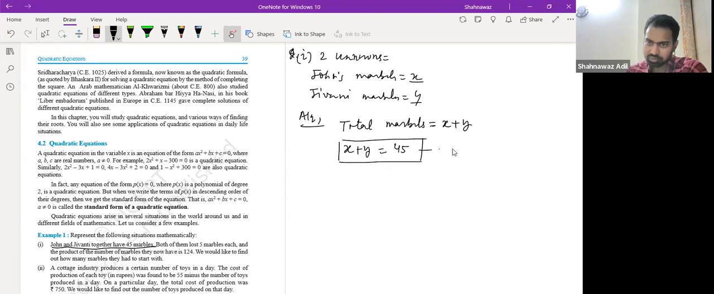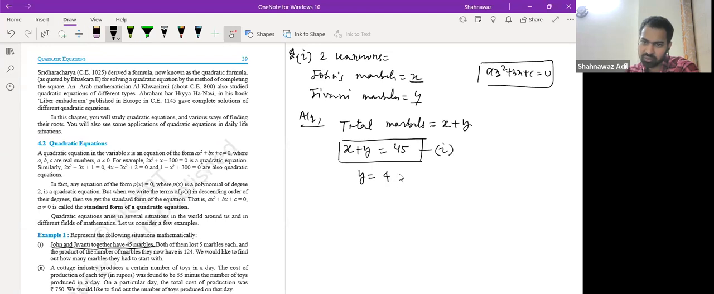Is that correct? Yeah. So this is two variables, and in a quadratic equation we have only one variable, right? In a quadratic equation, ax square plus bx plus c equals 0, we have only the x variable. So let us calculate y from this equation. y would be 45 minus x. Is that clear?